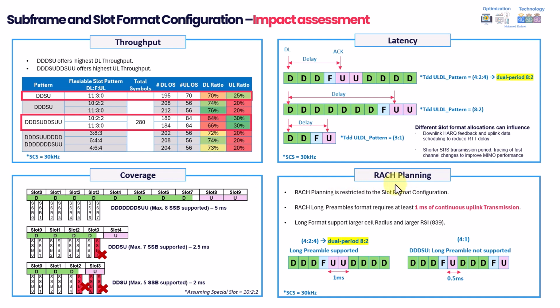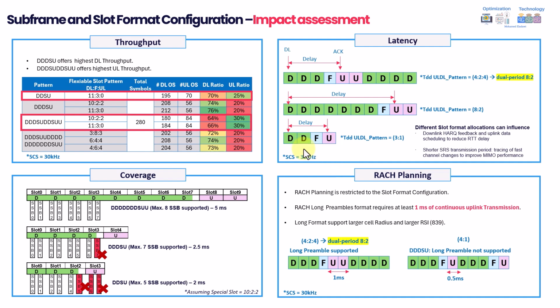The second part is about the RACH planning here. Actually, there are two different combinations or planning for RACH, right? Which can be long or short preambles. Long preambles require a minimum of 2 continuous slots, which is 1 millisecond. It requires 1 millisecond, which means it requires a minimum of 2 slots.